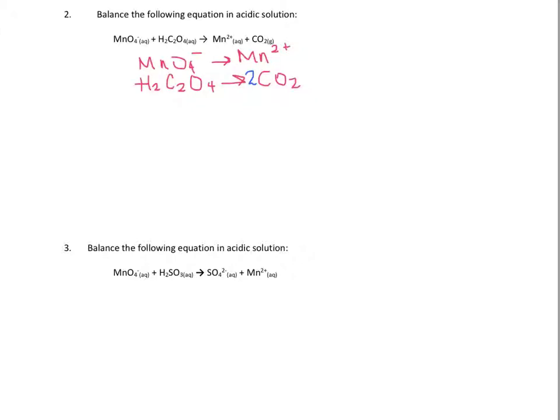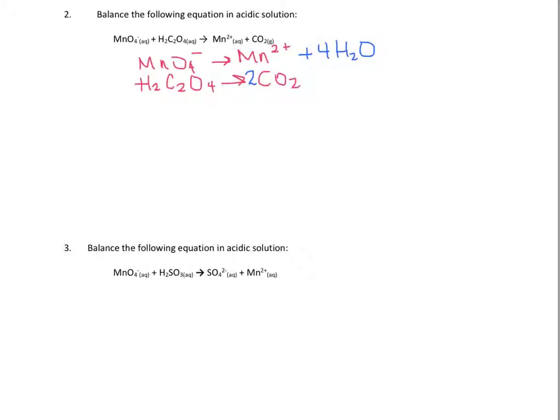Step number 3 is to balance for the oxygens by adding water. We have MnO4, so we have 4 oxygens on the reactant side. So I need to add 4 waters to the product side. We have 4 oxygens on the reactant side, but we have 2 times 2 or 4 oxygens on the product side, so that's already balanced itself out.